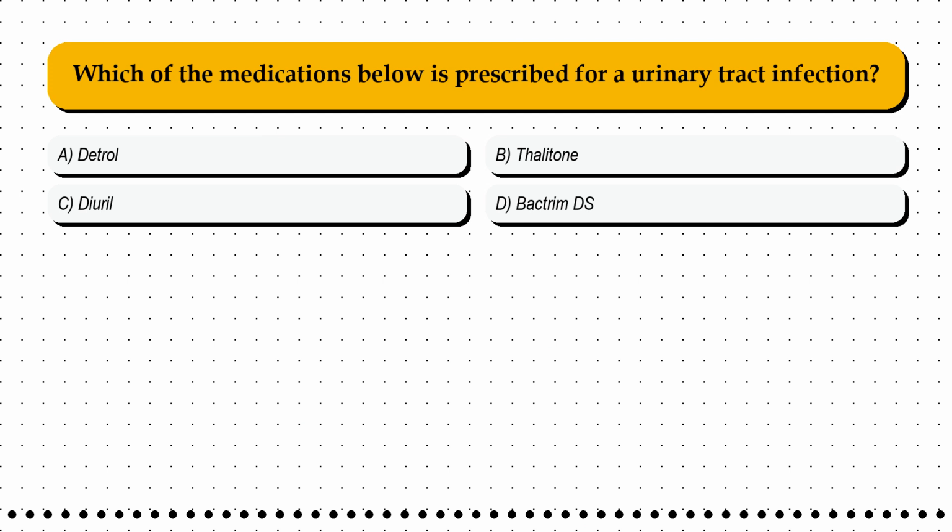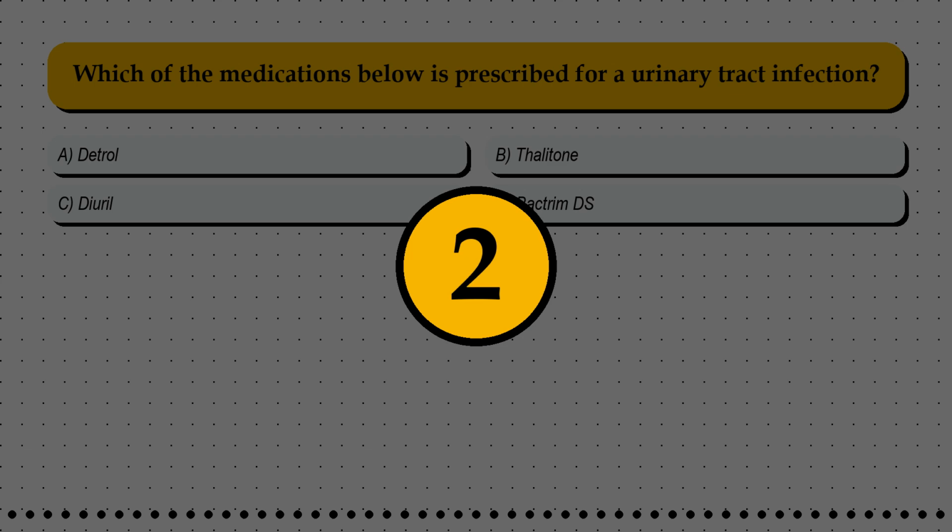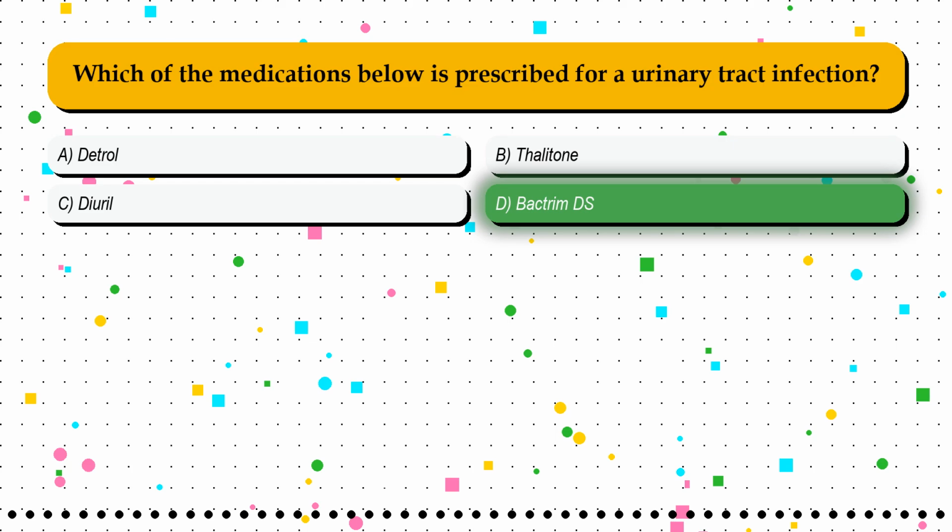Question 141. Which of the medications below is prescribed for a urinary tract infection? Option A, Detrol. Option B, Etholitone. Option C, Diuril. Option D, Bactrim DS. The correct answer is option D, Bactrim DS.